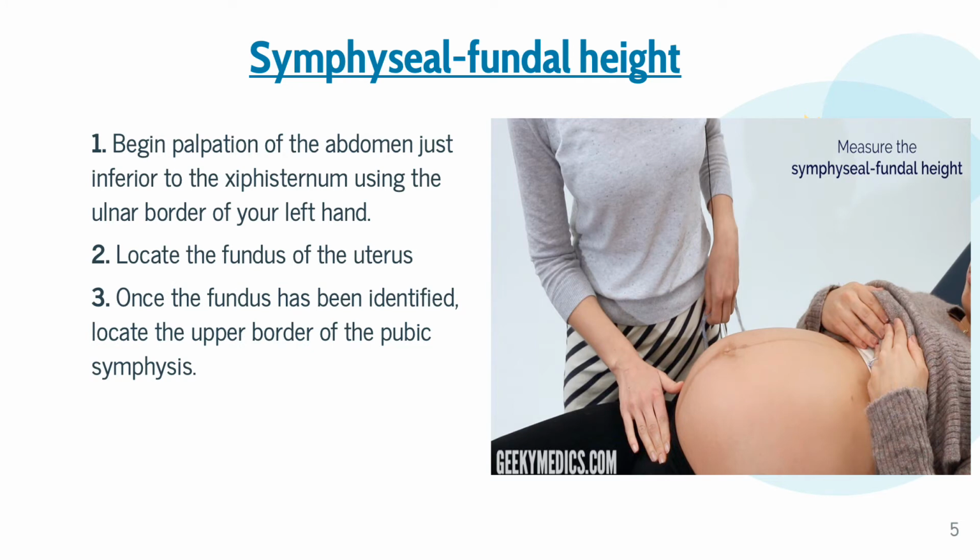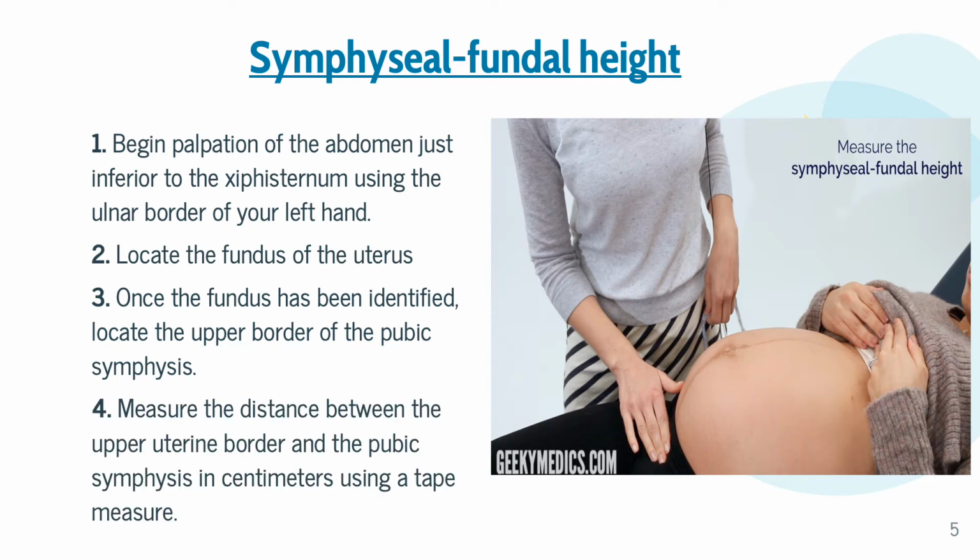Once the fundus has been identified, locate the upper border of the pubic symphysis. Then measure the distance between the upper uterine border and the pubic symphysis in centimeters using a tape measure. The distance measured should correlate with the gestational age in weeks, plus or minus 2 cm. To avoid bias, it's best to place the tape measure facing down and only turn to view the numbers once in position. Now let's go to abdominal palpation using the Leopold's maneuver.